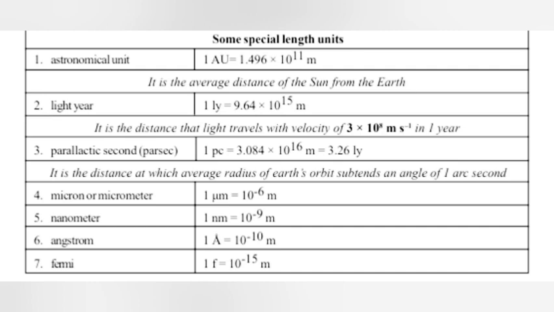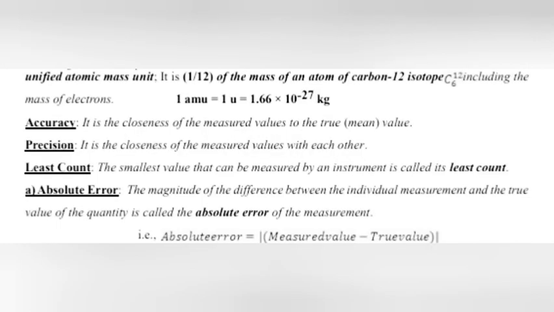Some special units. Unified atomic mass unit. It is 1/12 of the mass of an atom of carbon-12 isotope, including the mass of electrons. 1 amu equals 1 u equals 1.66 times 10 raised to minus 27 kg.